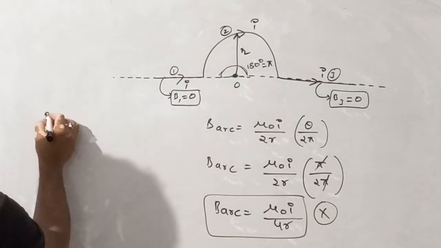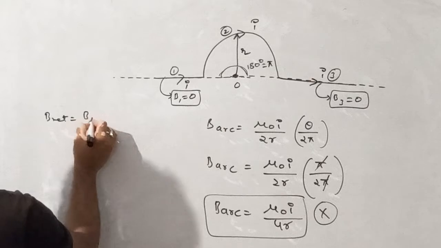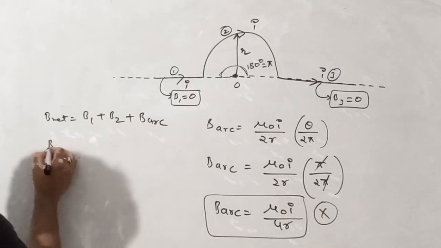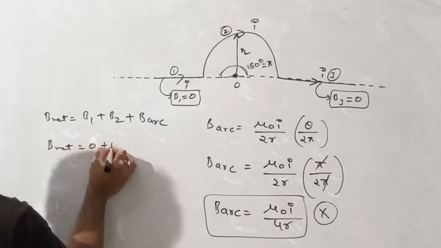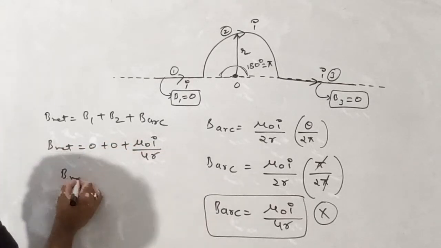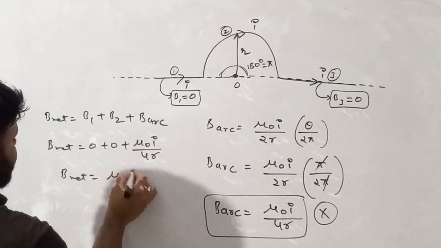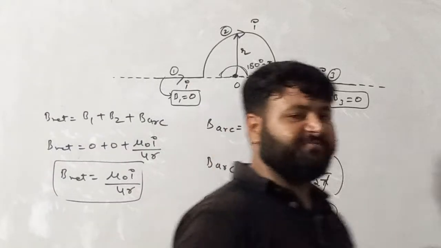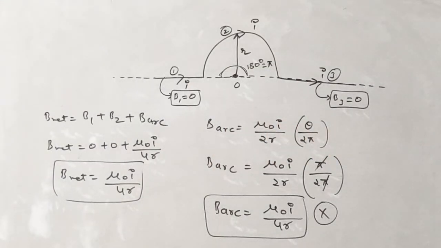So we can write the net magnetic field as the magnetic field due to wire 1, wire 2 and the arc. Wire 1 and wire 2 give 0, plus 0, plus mu naught I upon 4r. So B net becomes mu naught I upon 4r. This is the value of the magnetic field at point O. I hope you all understand this question as well. Moving forward, my dear students, let's discuss the next question. Please write down the next question.